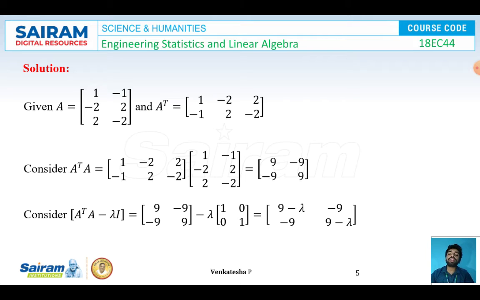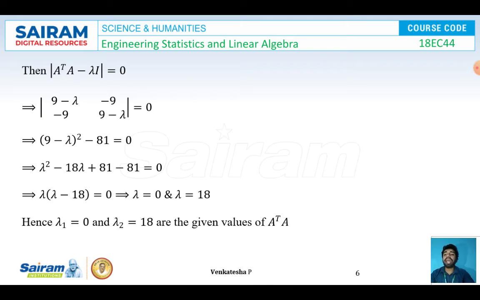Later I am going to convert those eigenvalues and eigenvectors for the given matrix A. So consider A transpose A minus lambda I to compute the eigenvalues. Taking that, 9, minus 9, minus 9, 9 minus lambda into an identity matrix. Since A transpose A is a 2 cross 2 matrix, I am taking I also 2 cross 2, that is 1, 0, 0, 1. After simplifying this, I got 9 minus lambda, minus 9, minus 9, 9 minus lambda for the A transpose A minus lambda I matrix.